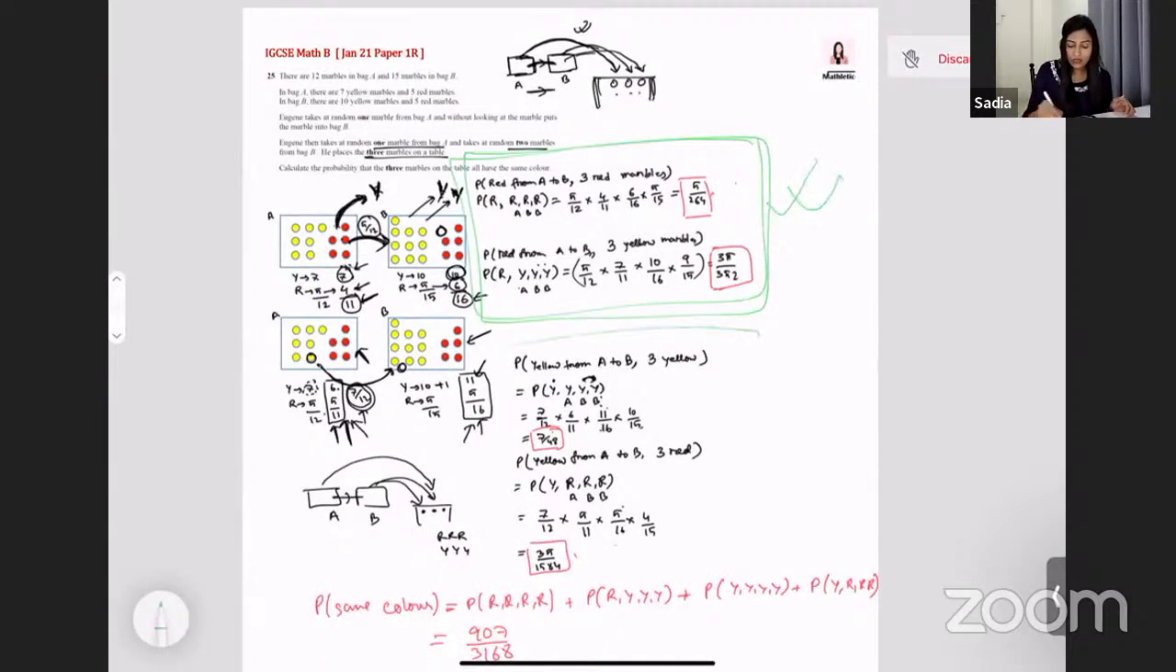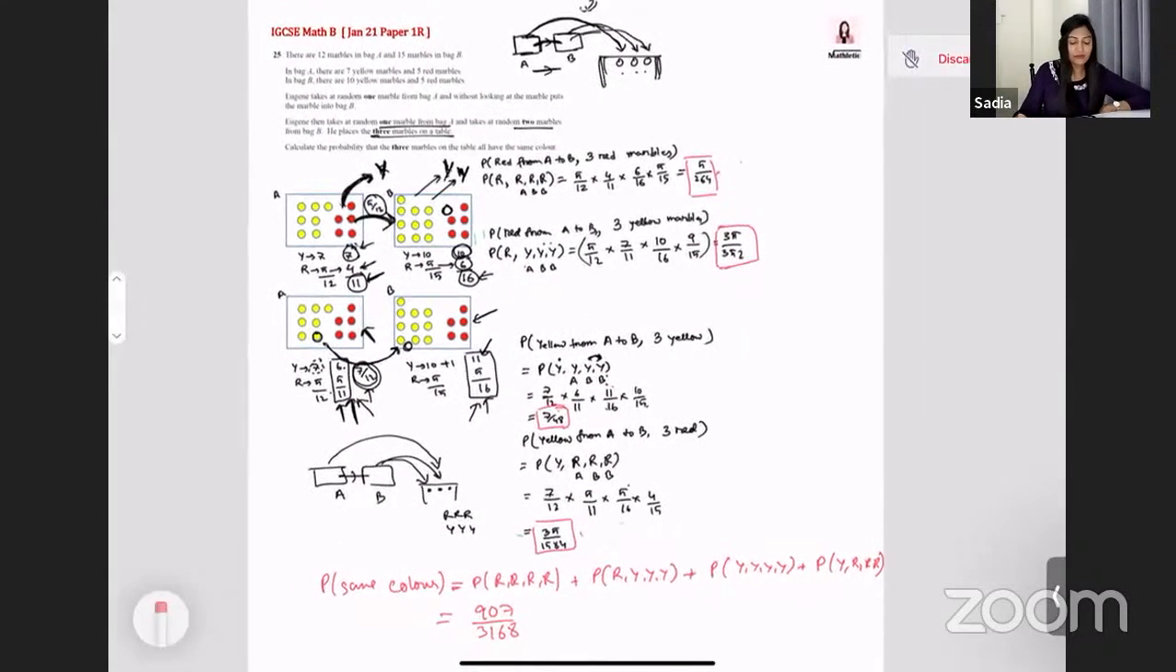This is the situation. And what if it's yellow? That's the second situation. And once you have shifted the first marble, then we will select 1 from bag A and 2 from bag B, and that has to be the same color. So red, red, red, or yellow, yellow, yellow for both these situations. So yeah, that's the end of number 25, Jan 21, paper 1R.